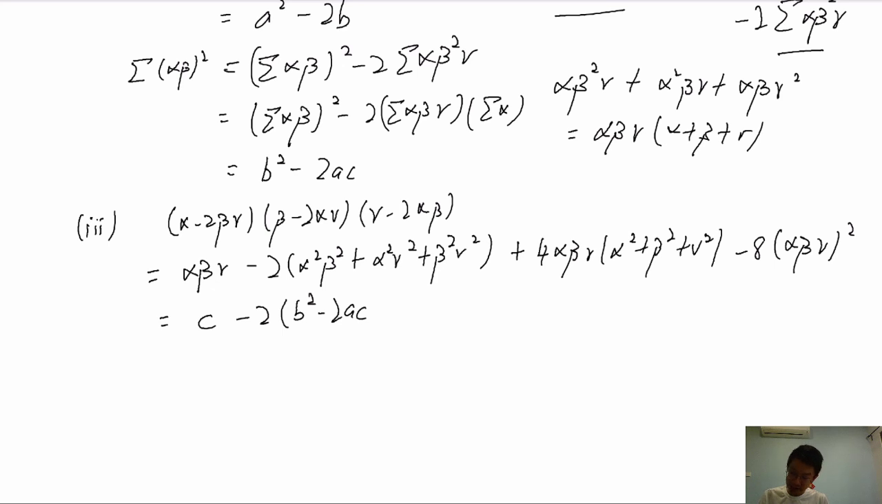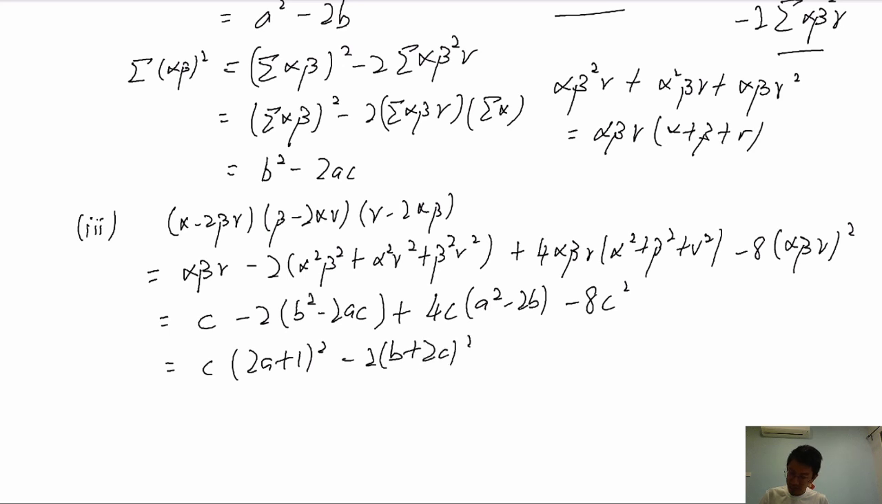So basically we just substitute the results that we have earlier on, and from there we should get the result. So this is our result. This is what we're supposed to prove. So that is part 3.